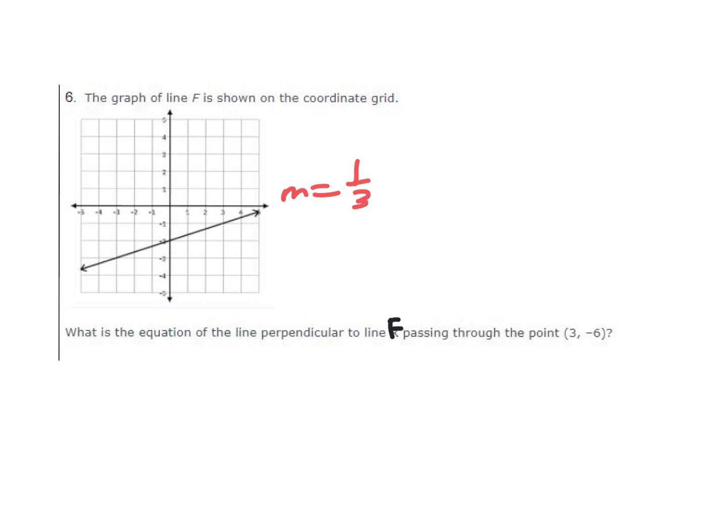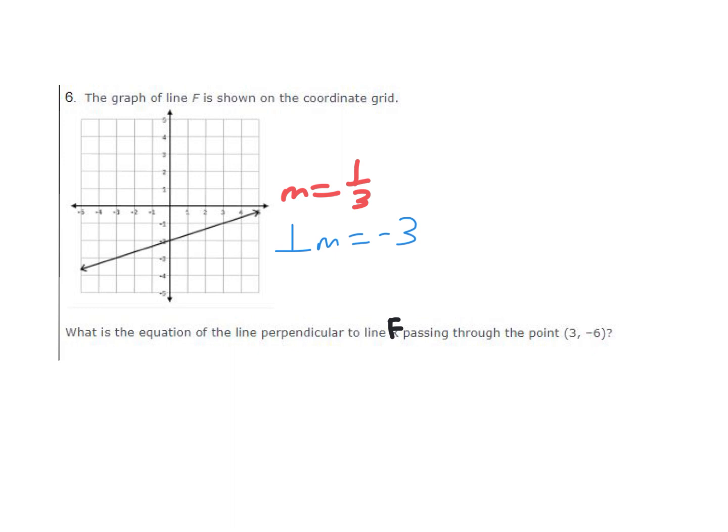Now, what is a line that's perpendicular to line F? The perpendicular slope would be -3/1, which we just call -3, because remember we flip the fraction, so 1/3 becomes 3/1, and if it was positive, it becomes negative, or vice versa. It's always the opposite reciprocal. So the new line is going to have a slope of -3, and it passes through the point (3, -6).